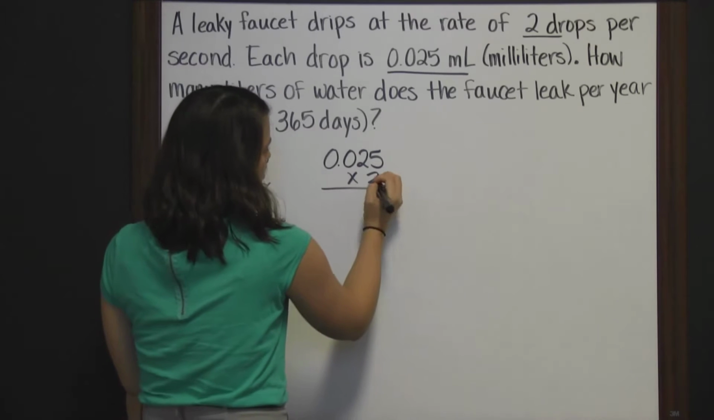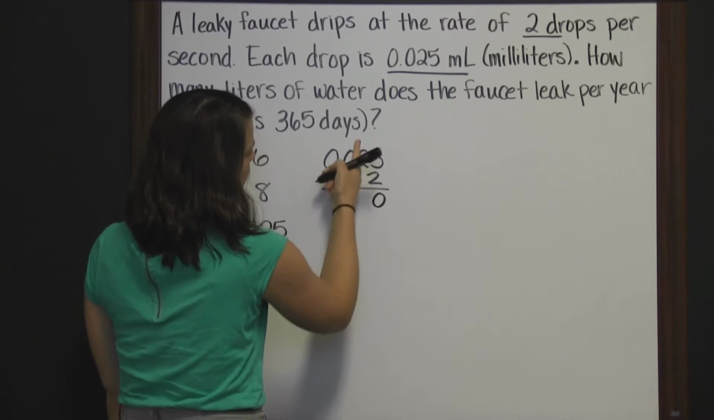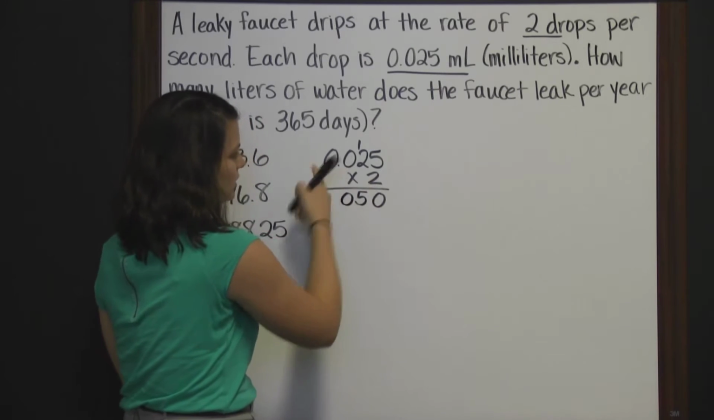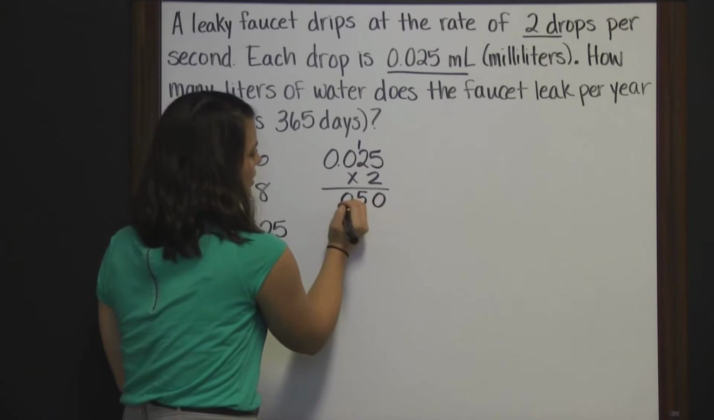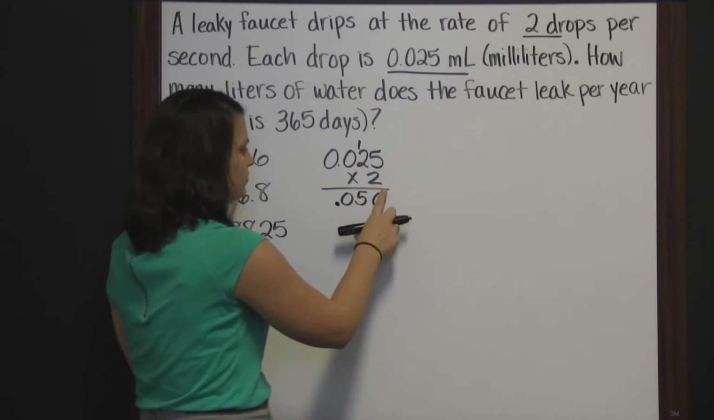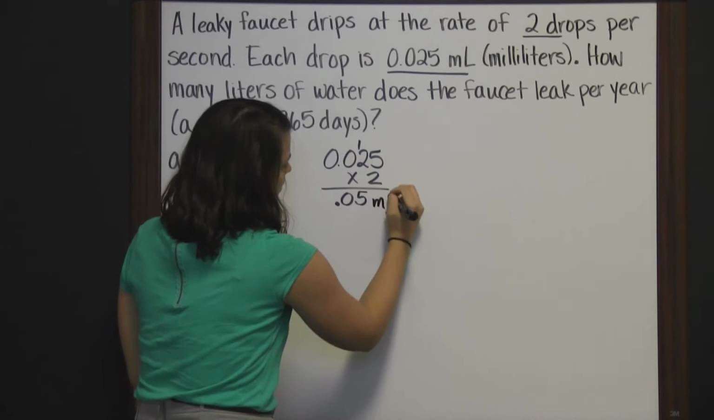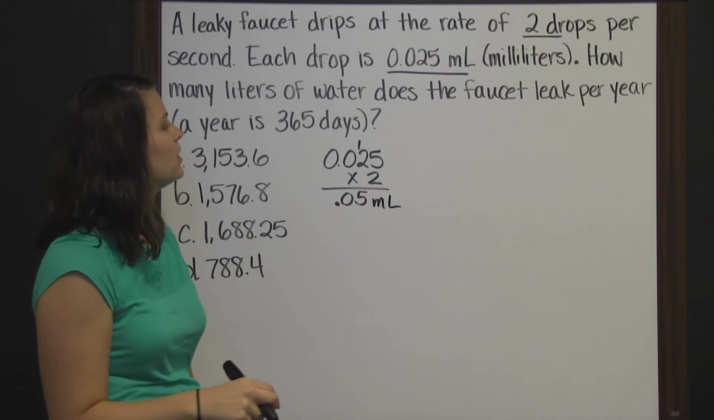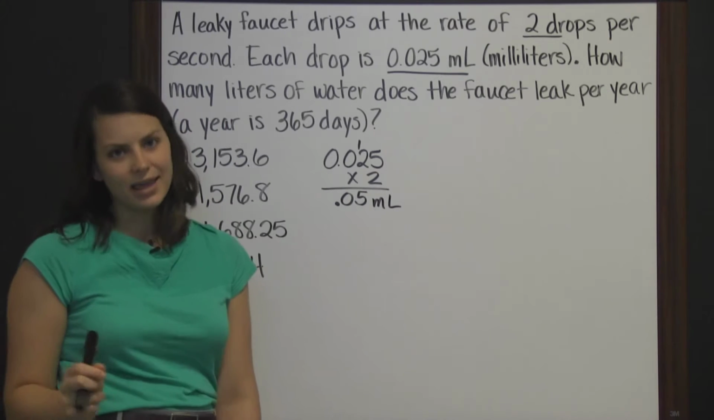So I need to multiply 25 thousandths times 2. 2 times 5 is 10, carry the 1. 2 times 2 is 4, plus 1 is 5. 2 times 0 is 0, and 2 times 0 again would be 0. We have 3 numbers behind the decimal, so our answer should also have 3 numbers behind the decimal. Really, we can get rid of this 0, it's unnecessary. So it's 500ths milliliters of water drips out each second.